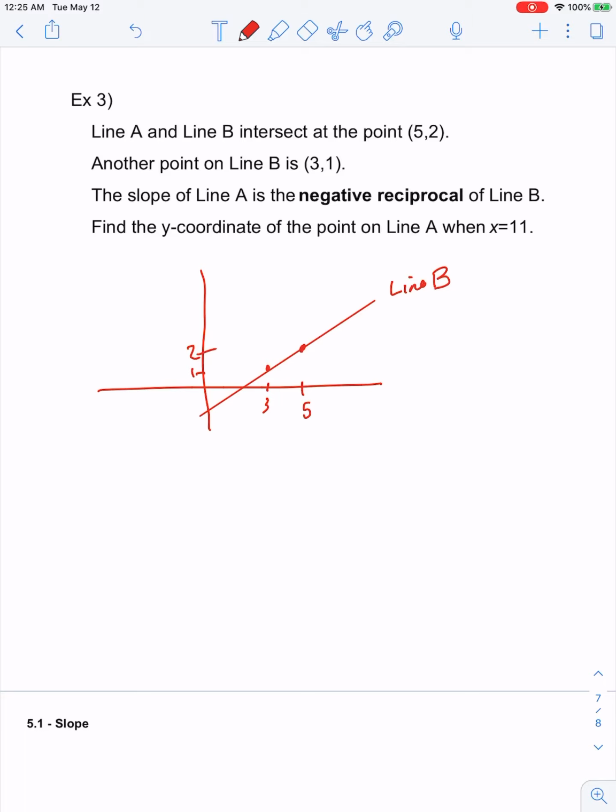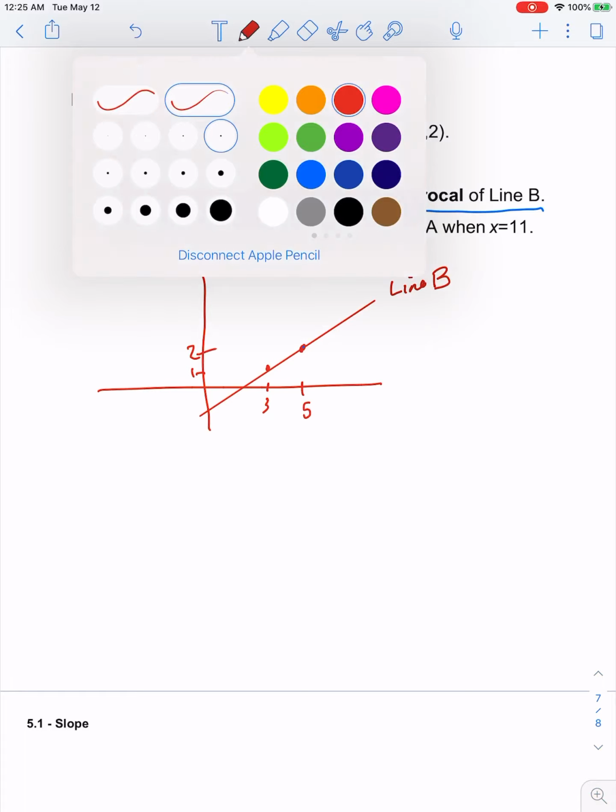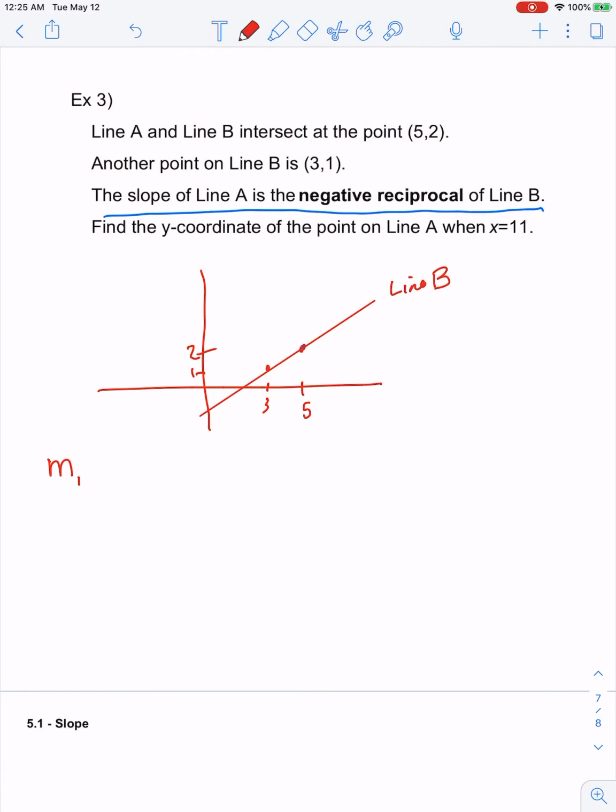Line A also goes through this point here, but the slope of line A is the negative reciprocal of the slope of line B. Well, what's the slope of line B? I have two points on line B: the point (5, 2) and the point (3, 1). So let's do the slope between them. y2 minus y1 over x2 minus x1 equals 1/2.